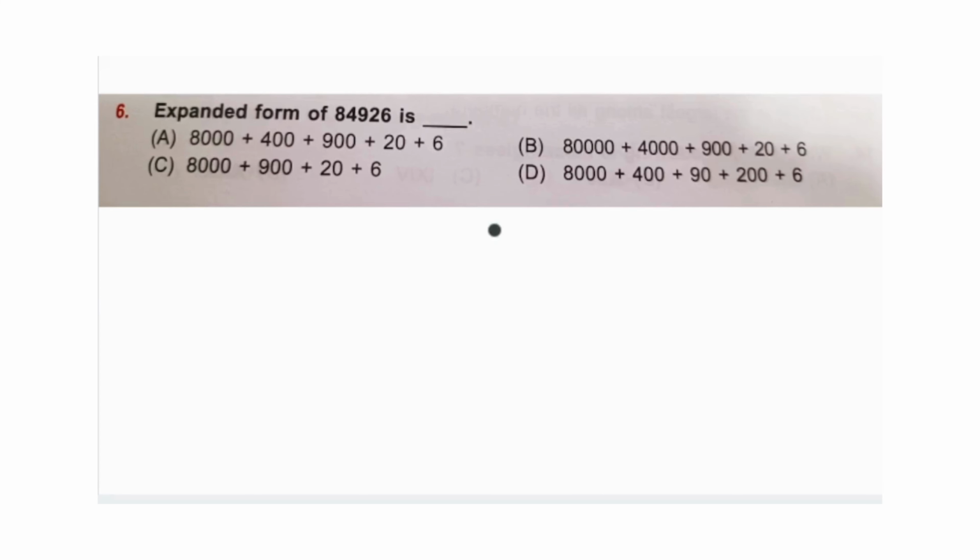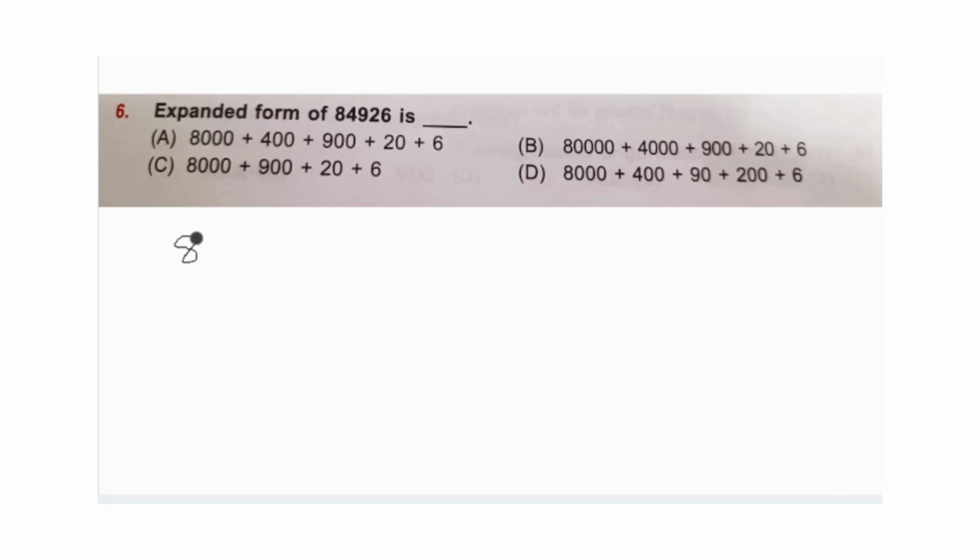So let's look at question number 6 from number sense. Here we have to find the expanded form of 84926. What is expanded form? Expanded form is the sum of each digit multiplied by its place value. So let's find out the place values of each of these digits in 84926.